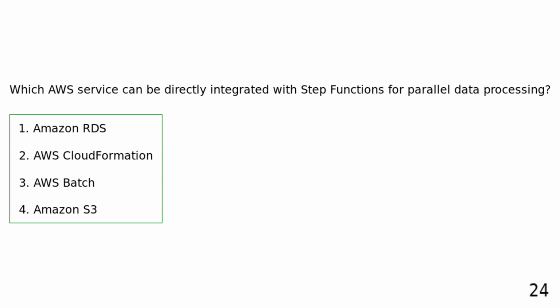Which AWS service can be directly integrated with Step Functions for parallel data processing? Amazon RDS, AWS CloudFormation, AWS Batch, Amazon S3. AWS Batch can be directly integrated with Step Functions to run multiple jobs in parallel, making it ideal for high-performance computing and large-scale data processing tasks.